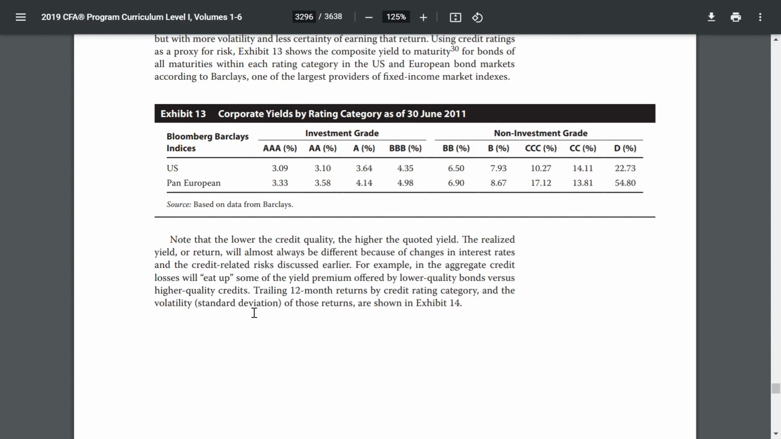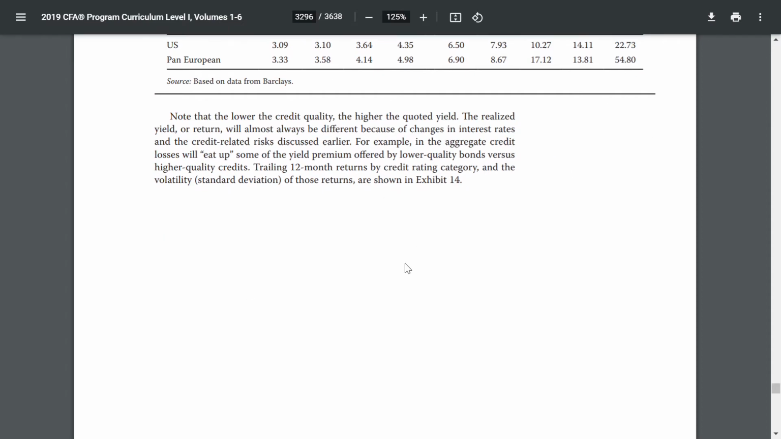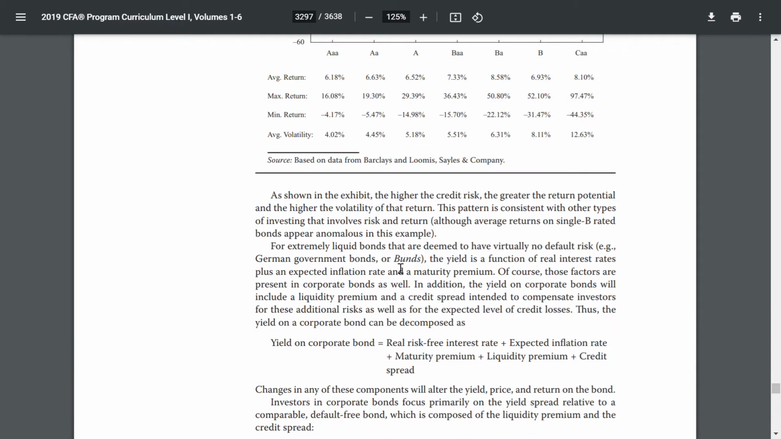Trailing 12-month returns by credit rating categories and the volatility, or the standard deviation, of those returns are shown in Exhibit 14. As shown in this exhibit, the higher the credit risk, the greater the return potential, and the higher the volatility of that return. The pattern is consistent with other types of investing that involve risk and return.